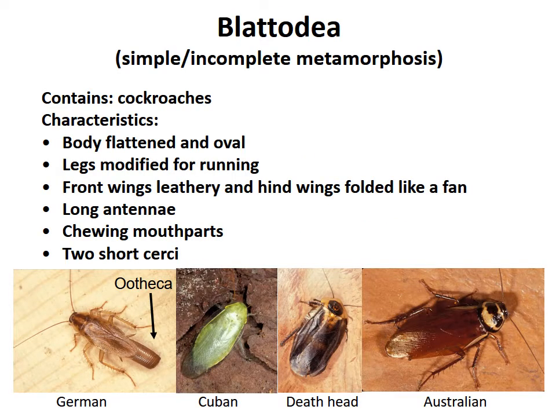The first order is called Blattodea, and these are roaches. Roaches have simple or incomplete metamorphosis. Some of their characteristics: as a general rule, their bodies are flattened and oval. Their back legs are specially modified for running. That's why they run so fast. The front wings are leathery and the hind wings are folded like a fan. They generally have long antennae. Roaches feed with chewing mouth parts. They're obviously generally regarded as human pests.